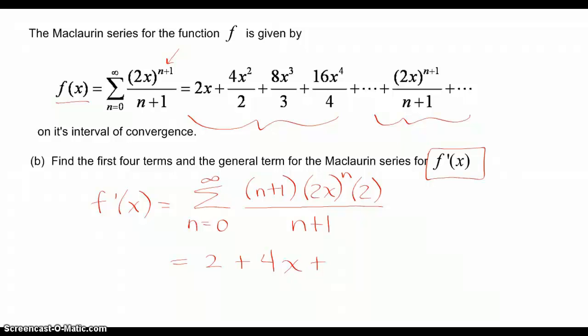The derivative of 8x cubed, that 3 pops down front. It's going to cancel with the 3 that's already in the denominator, and that's going to leave me with 8x squared. Same type of thing happening in the next term. The 4 is going to pop down front in my power rule, cancel with the 4 in my denominator, and I'm going to wind up with 16x cubed.